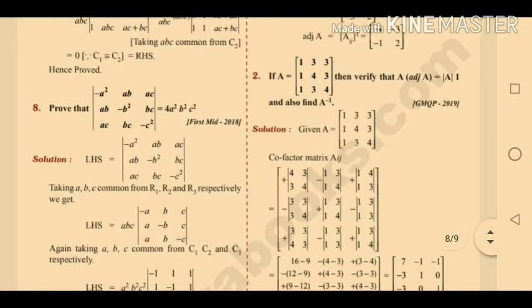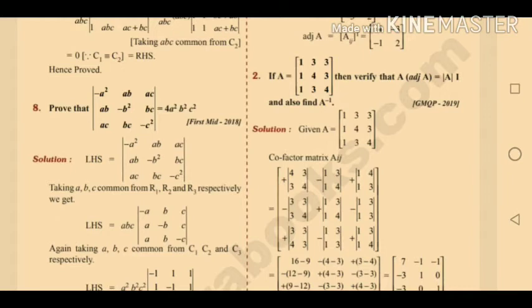Let A equal to [1, 3, 3; 4, 4, 3; 1, 3, 4]. Then verify that A into adjoint of A equals determinant of A into identity matrix, and also find A inverse.